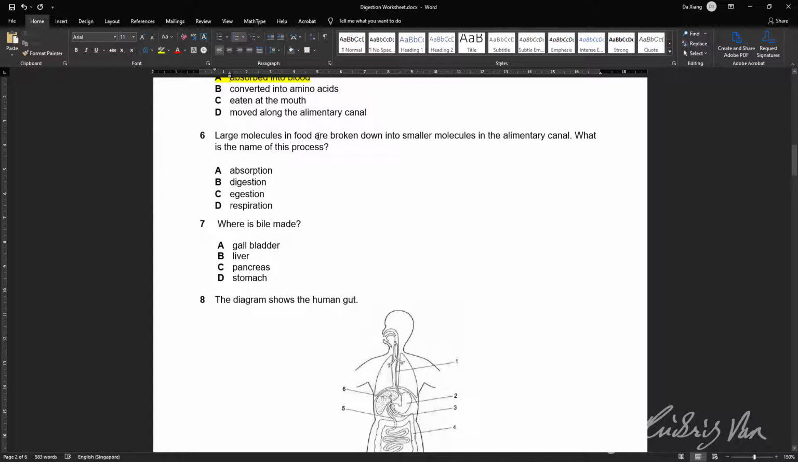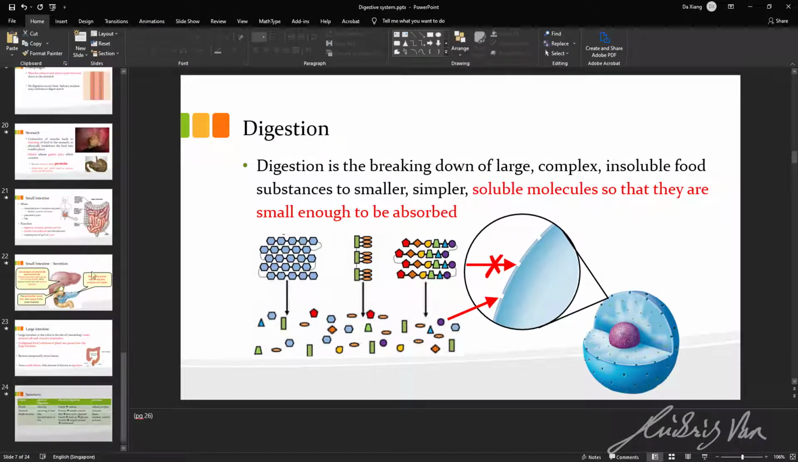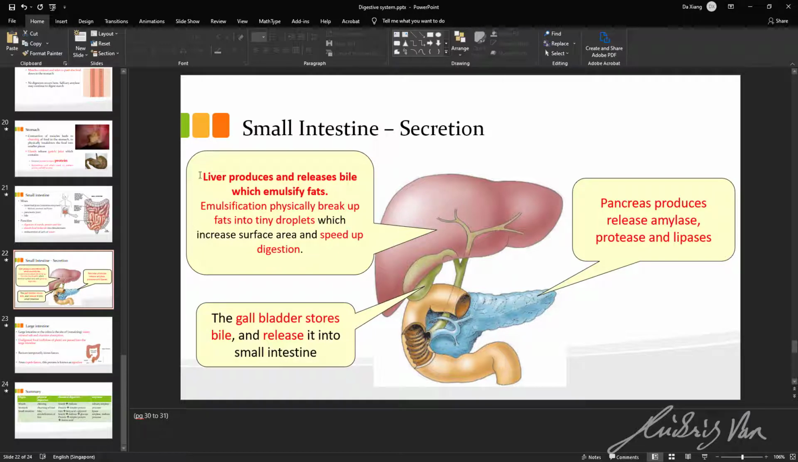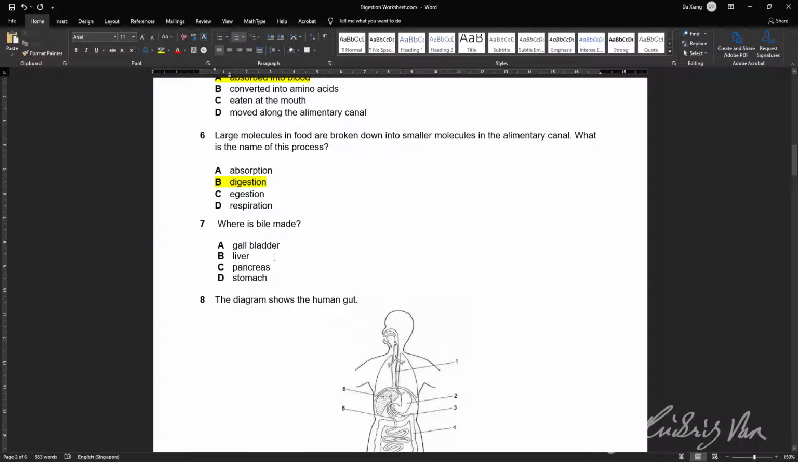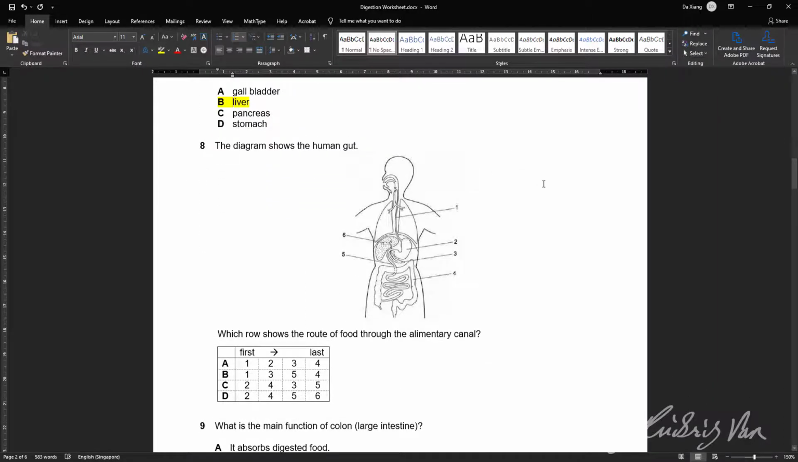Large molecules in food are broken down into smaller molecules in the alimentary canal. What is the name of this process? So broken down into smaller molecules is called digestion. Alright, this is what the whole chapter is about. Where is bile made? If you remember the notes that you copied down, bile is produced in the liver. Okay, liver produces and releases bile. So the answer is liver.